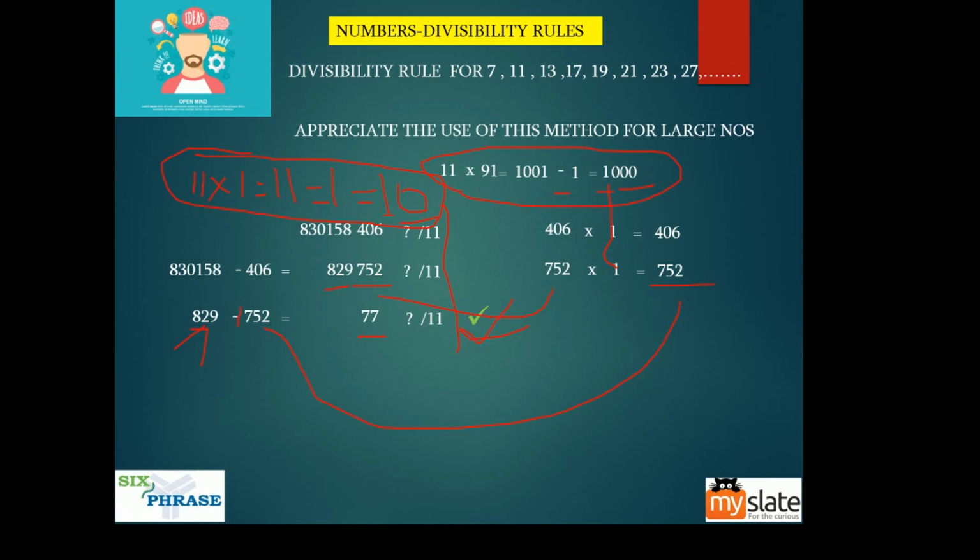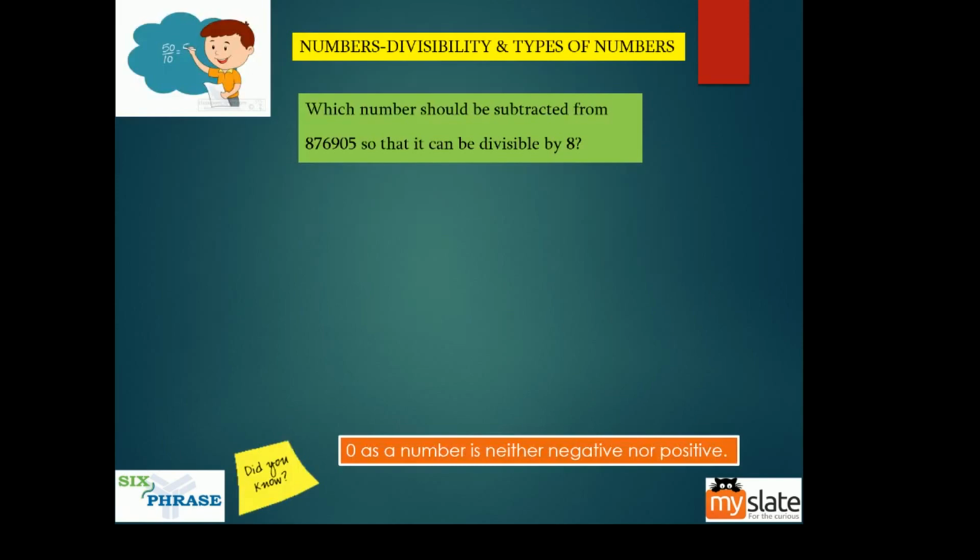Okay, move on. What should be subtracted from 876905 so that it can be divisible by 8? Okay, so guys, for divisibility of 8, I told you just have to concentrate on the last 3 digits. Don't worry about the number that comes before it. 905 divided by 8, you get remainder of 1. So if you subtract that 1, this number will be divisible by 8. So the answer is 1.